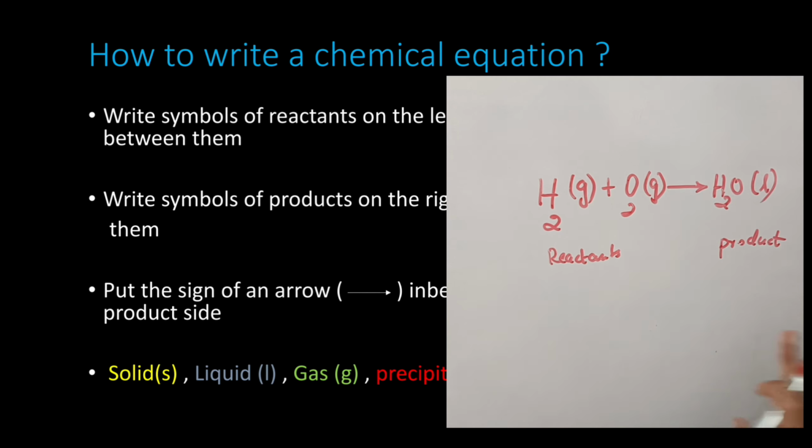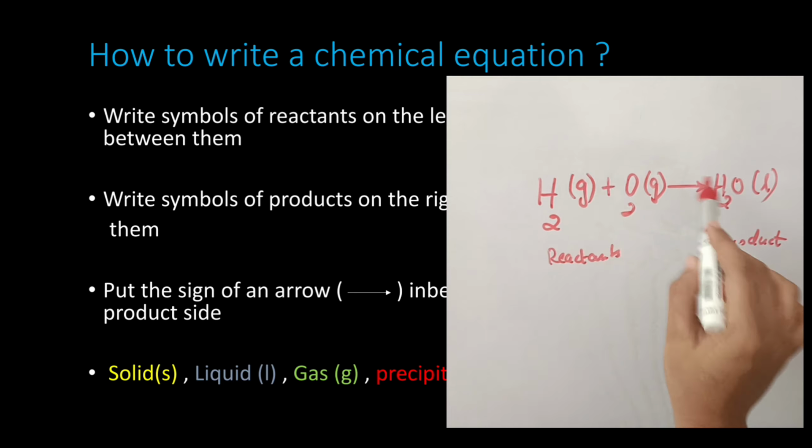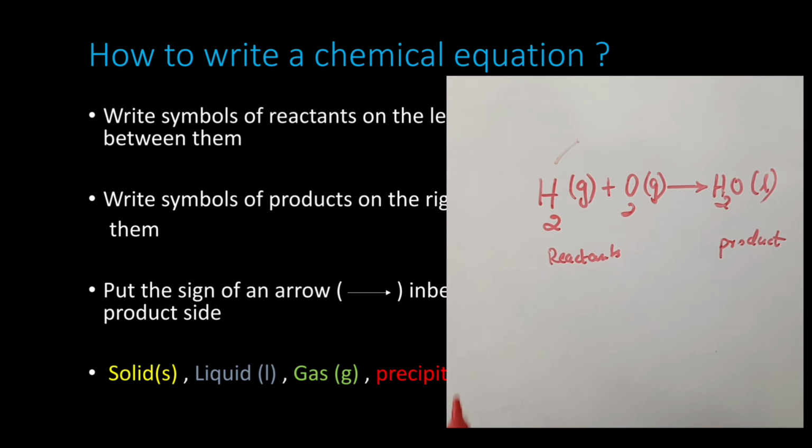You have understood this. The next information in the chemical equation is the state of the reactants. Here the hydrogen is in gaseous form, oxygen is in gaseous form. When they form water, it is liquid in form.